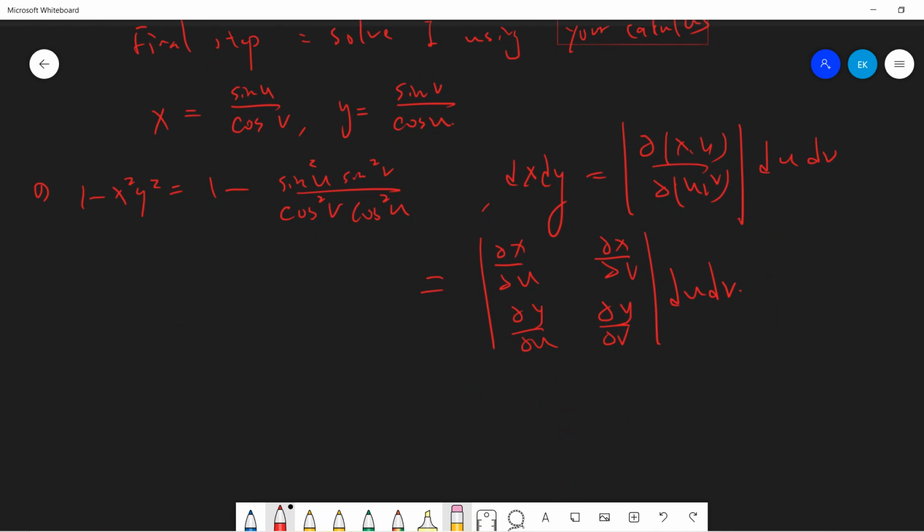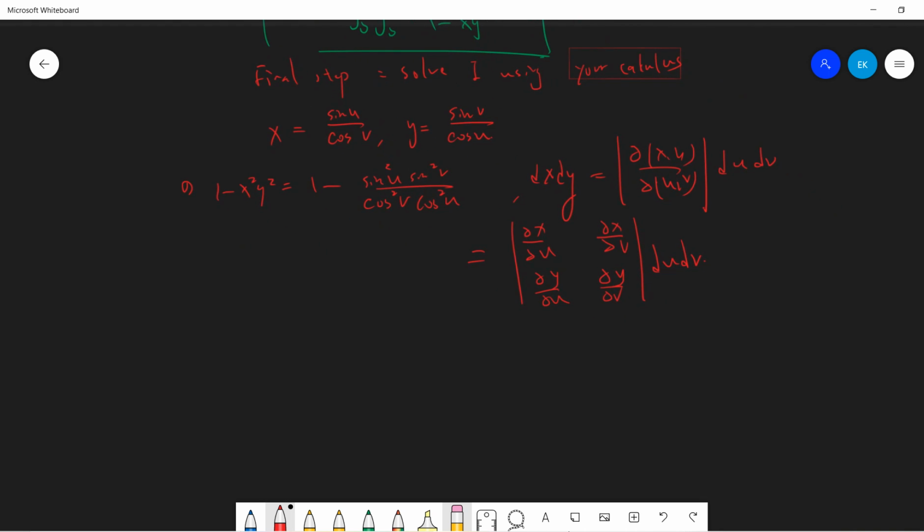Okay, so yeah, this computation is very easy. Let's maybe do this here. So partial x partial u will get cosine u cosine v, and the partial x partial v will give you minus sine u cosine v squared. So cosine derivative is negative sine v. And this partial y partial u will give you minus cosine square u sine v sine u. And this partial y partial v will give you cosine v cosine u.